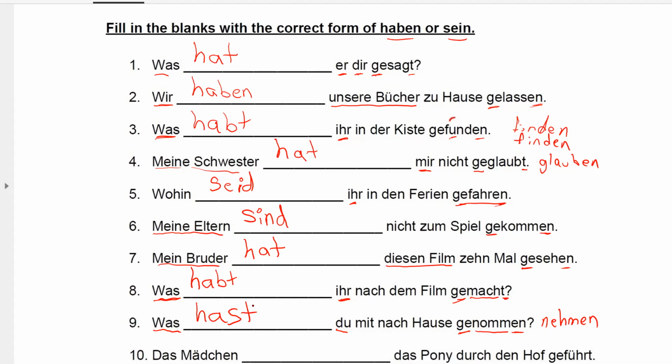Das Mädchen is the subject of the next one, and the past participle is a regular one here with geführt, which has a GE at the beginning and a T at the end. Geführt is the past participle of führen, which means to lead, and the thing being led in this sentence is das Pony, and so we're having here a direct object. That means, again, we are using a form of haben, and we need the one that goes with das Mädchen. That would be the sie s form again, and so we say das Mädchen hat. Das Mädchen hat das Pony durch den Hof geführt. The girl led the pony through the courtyard.